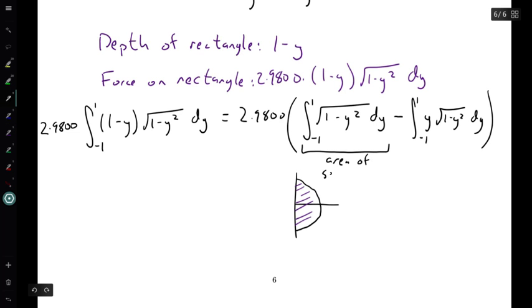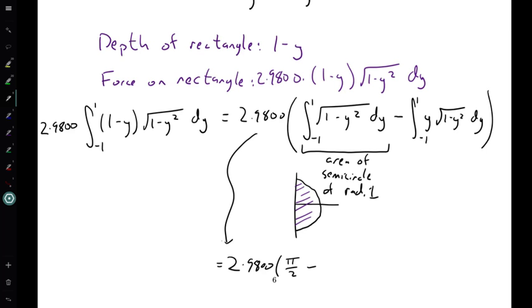Area of a semicircle of radius 1. So for this first integral, we can use our familiar pi r squared formula to compute its area, or I guess pi r squared over 2, because we are looking at a semicircle here. And so this whole quantity is going to be twice 9800 times the area of that semicircle. Well, it's going to be pi over 2 because we're looking at radius 1.